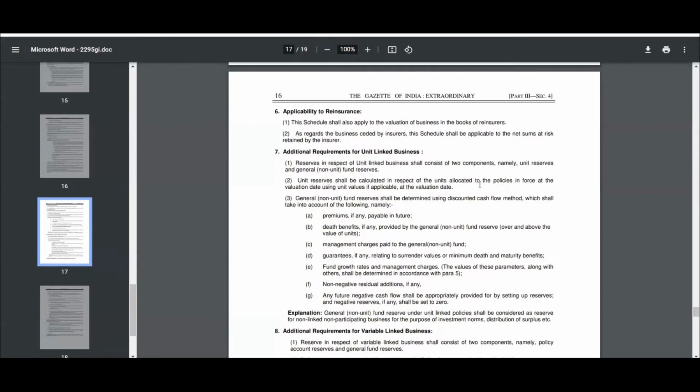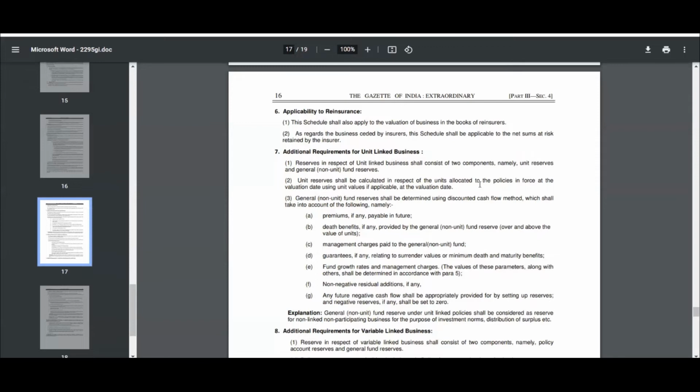Now moving on, this is specifically for additional provisions which will be required for the non-linked or the unit linked business. For unit linked business, the reserves can be split into two parts: the unit reserves and the non-unit reserves. Unit reserve, as you all know, depends on the value of the units, by multiplying with the bid price or the offer price. Both prices are there, right? So unit reserve will depend on the value of the units as at the valuation date.